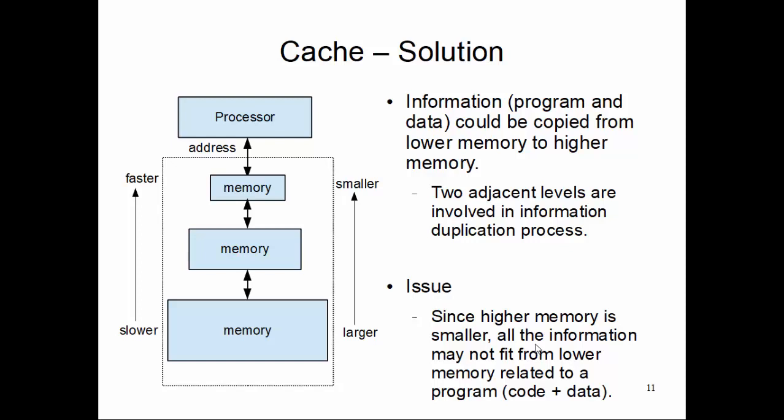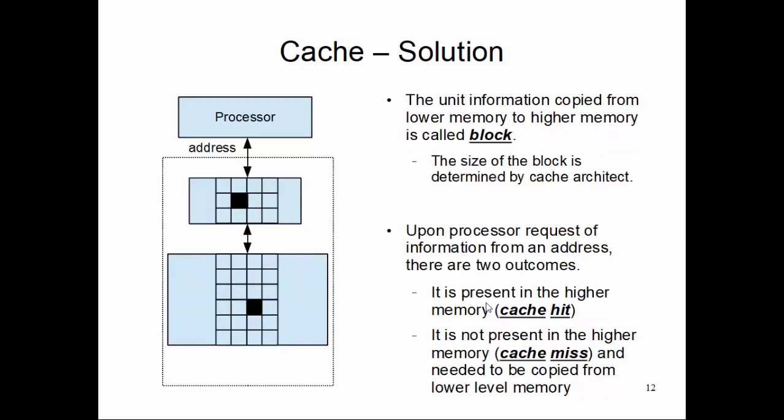Now, the issue is that since higher memory is smaller, not all the information related to a program, like code or data, may fit from the lower level memory. Let's say your program and data occupy all the memory at the lower level. You cannot copy the entire thing to the higher level because its size is much smaller. Only part of the program and part of the data can be copied to the higher level of the hierarchy. So the unit of information copied from a lower level to a higher level memory is called a block.